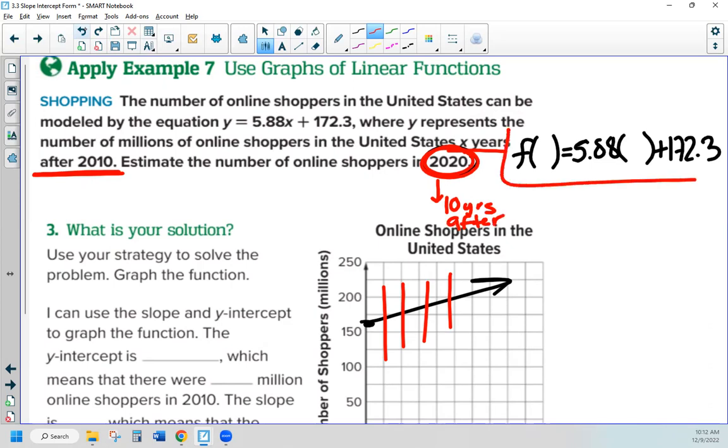This equation tells us how many we're going to have after the year 2010. So how many will I have after 10 years? Let's go ahead and do the math. PEMDAS will tell us to multiply first. So 5.88 times 10 is going to give us 58.8, plus 172.3. What do we got? Plus 172.3 should give me 231.1. Hopefully I'm not making a silly mistake here. Okay, this is the answer.